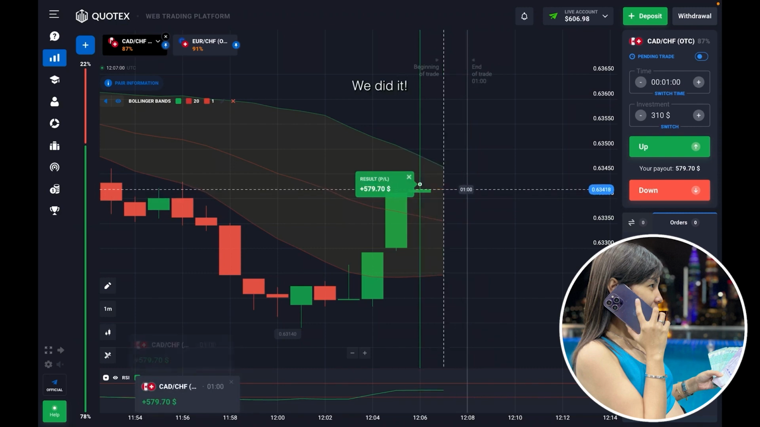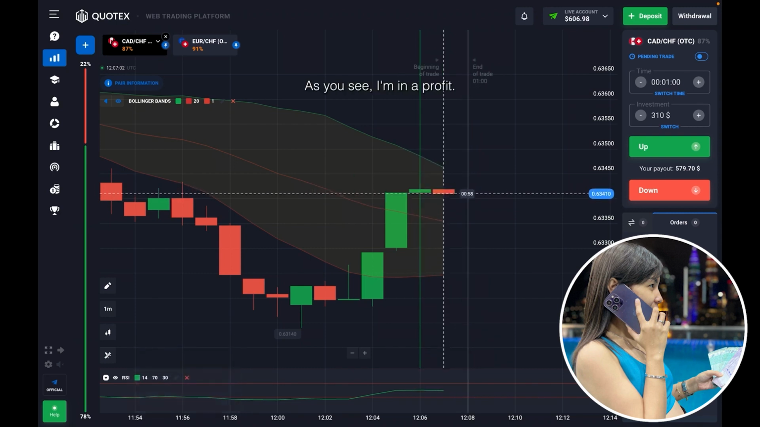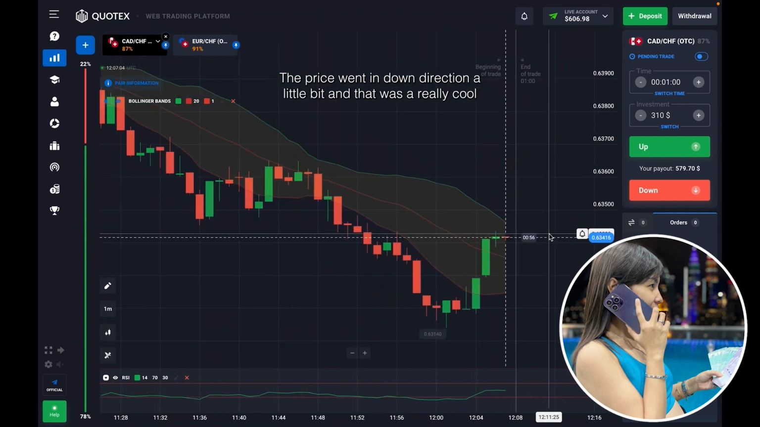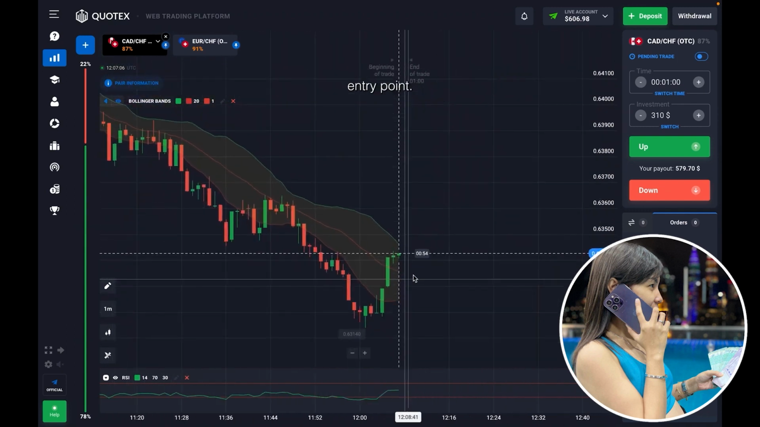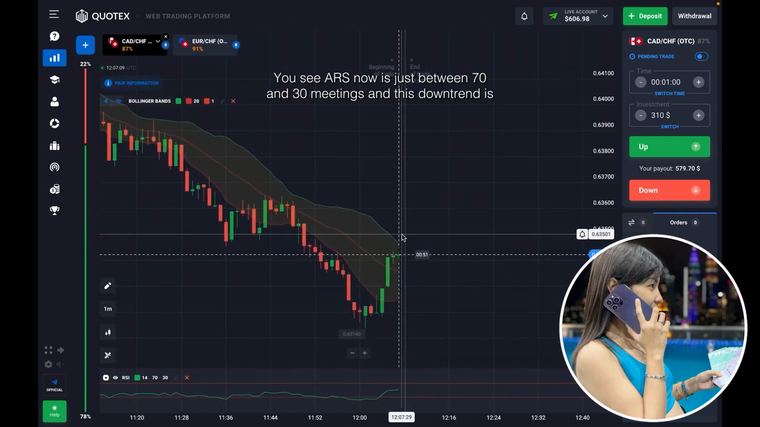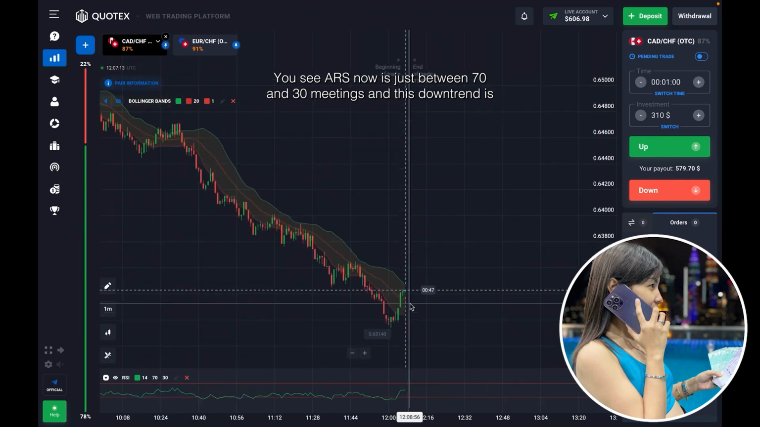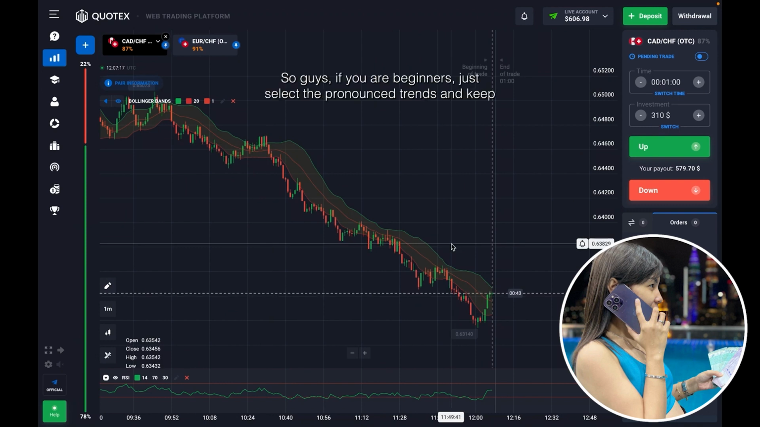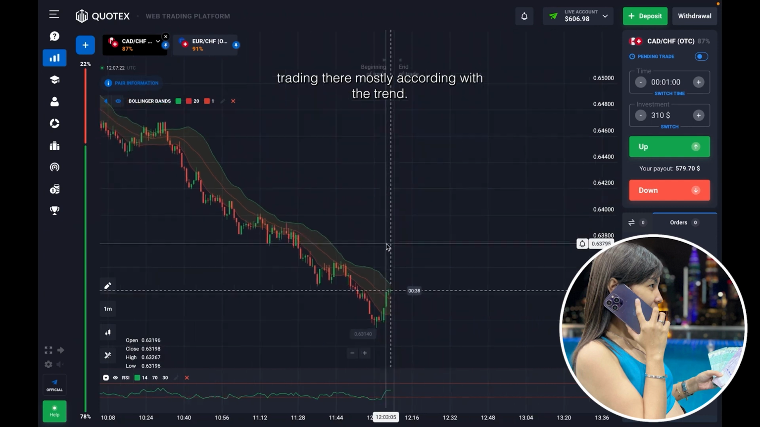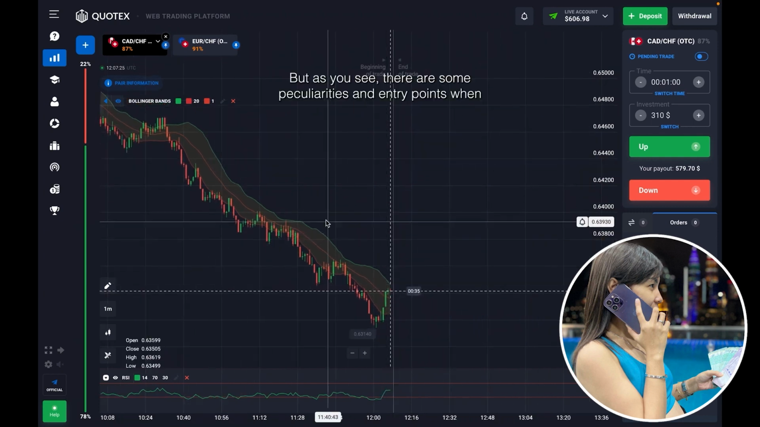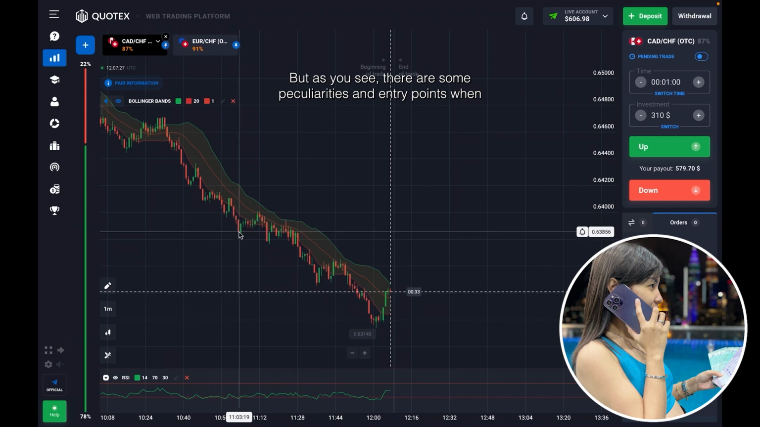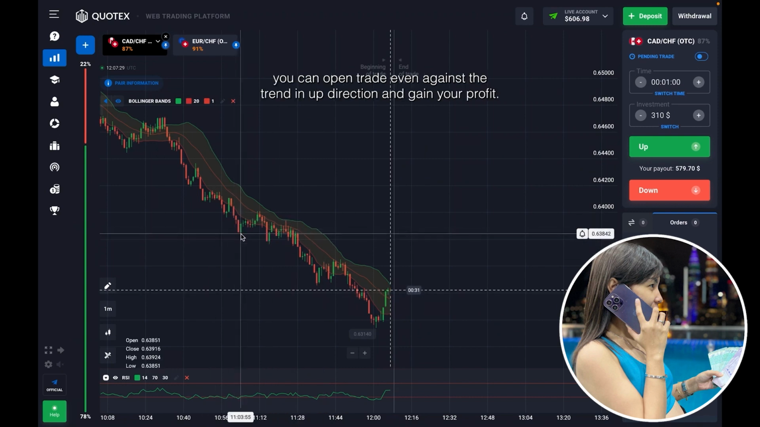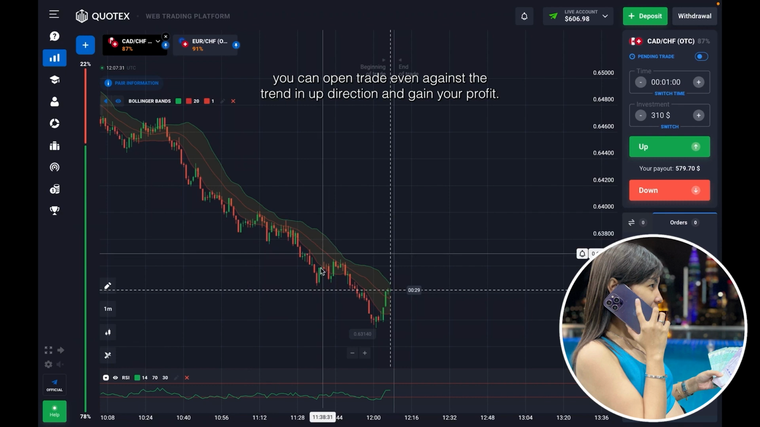And we did it, guys! Amazing result. As you see, I'm in profit. The price went in a down direction a little bit, and it was a really cool entry point. You see, RSI now is just between 70 and 30, and this downtrend is really easy to trade. So if you're a beginner, just go ahead and pronounce the trends and keep trading mostly according to the trend. But as you see, there are some peculiarities and entry points when you can open a trade even against a trend and gain your profit.